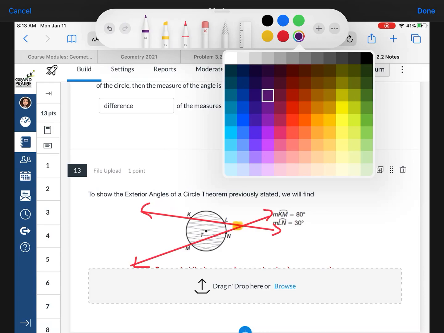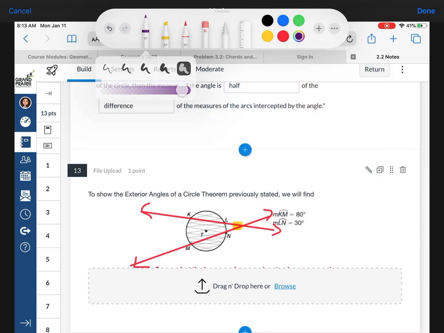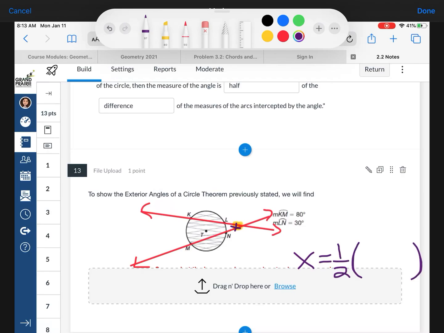I'm going to go ahead and say it's x. Like we said before, somewhere on this picture you can say x is equal to 1/2. And we're going to subtract, okay, the big arc minus the small arc. And I'm just going to highlight the small one is 30, and the big one is 80, okay? And so that would be 80 minus 30, and that's the rule.